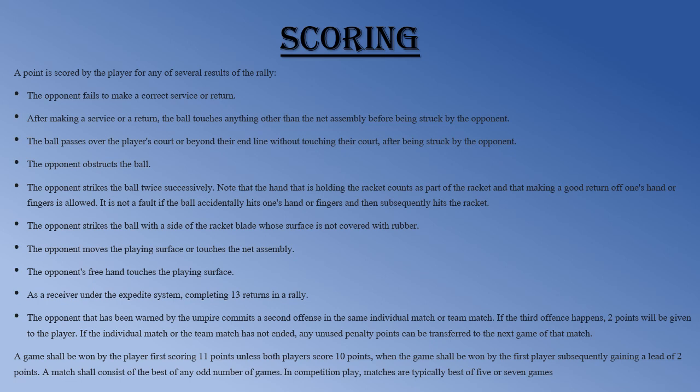As a receiver under the expedite system, completing 30 returns in a rally. The opponent that has been warned by the umpire commits a second offense in the same individual match or a team match. If the third offense happens, 2 points will be given to the player. If the individual match or the team match has not ended, any unused penalty points can be transferred to the next game of that match.